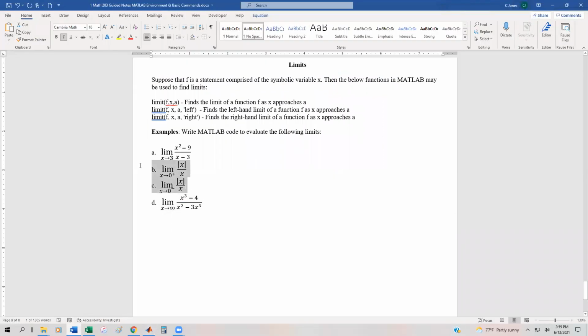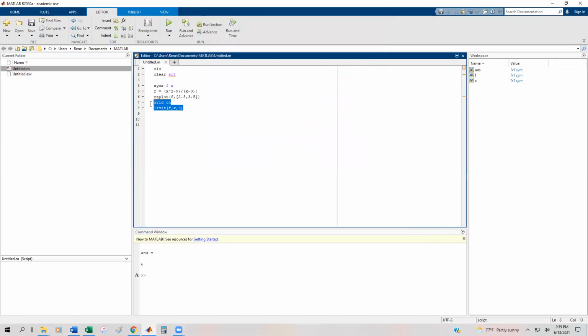A couple more examples are the left and right-handed limits. So we have the absolute value of x divided by x, and we want to see the right and left-handed limits as it approaches 0. Before we do any of that, let's just easy plot this thing. I'm going to change this to the absolute value of x divided by x.